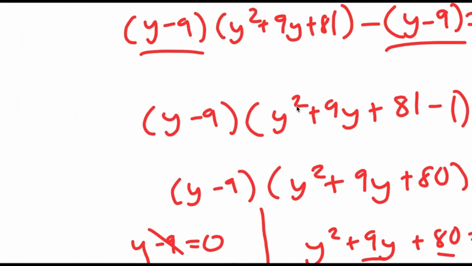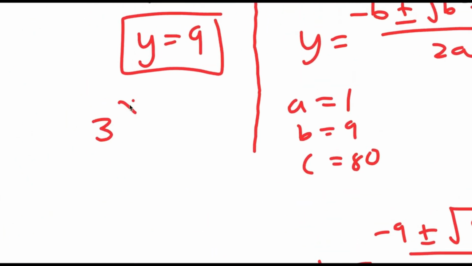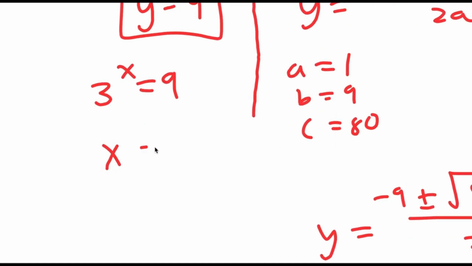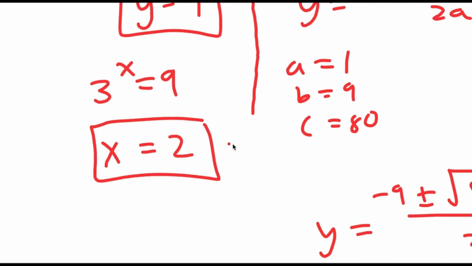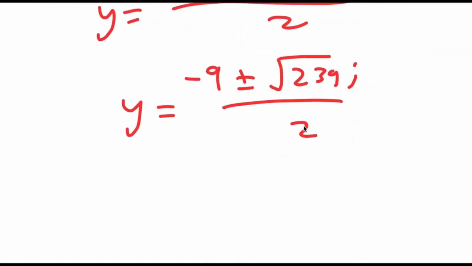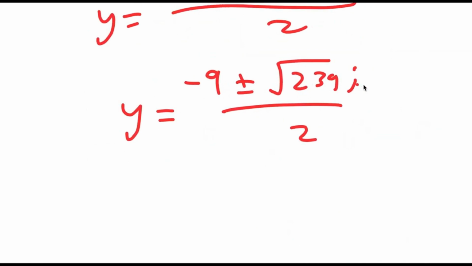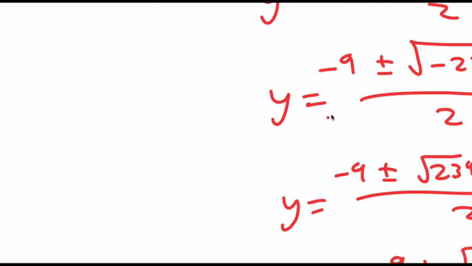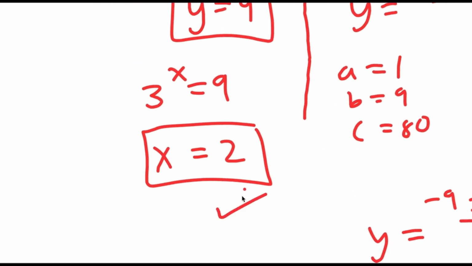Now that we have our values of y, I'm going to go back, and remember, 3 to the power of x is equal to y. So I have 3 to the power of x is equal to 9, meaning x is equal to 2. So this is one solution. And I have 3 to the power of x is equal to negative 9 plus the square root of 239 i over 2, and negative 9 minus the square root of 239 i over 2. But you can't take the power of a positive number and make it equal to a value of i, because that's an imaginary number. Meaning there's no solution for these values of y, and our only solution is x equals 2.